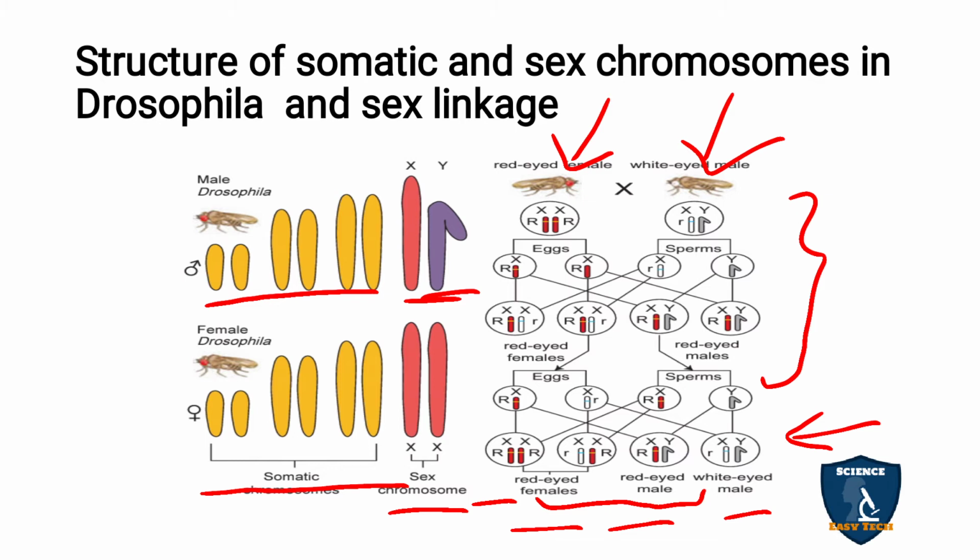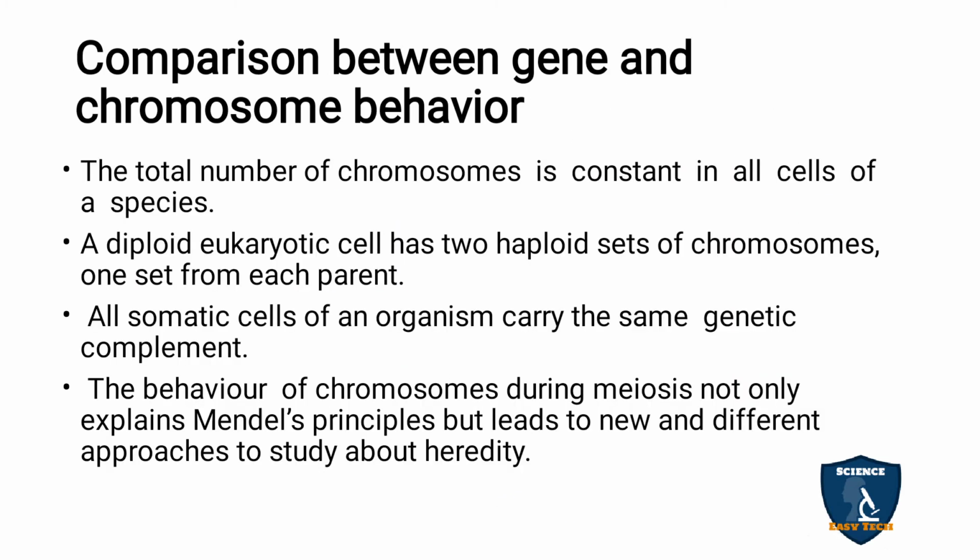Based on this experiment, T.H. Morgan supported the chromosomal theory of inheritance. Now, the comparison between gene and chromosomal behavior. We all know the chromosome number is constant for each and every organism.